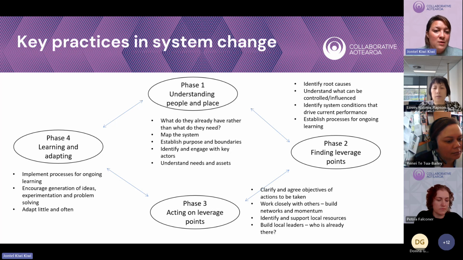Then phase 4, learning and adapting. We implement processes for ongoing learning, again, encourage generation of ideas, experimentation and problem solving. So this is really important too, because this is encouraging newness and innovation.